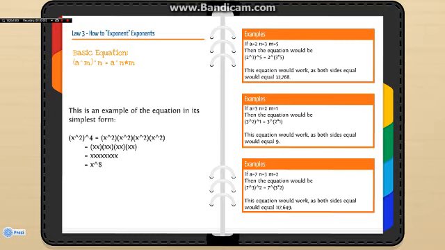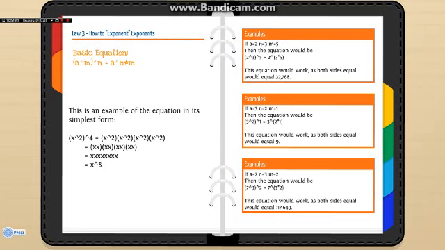So, this is an example of the equation in its simplest form. X to the power of 2 to the power of 4, so that's basically x squared 4 times, so x squared times x squared times x squared, and you get it. And x squared is basically x times x, so it's just split up there, x times x 8 times, and that would come up with x to the power of 8.